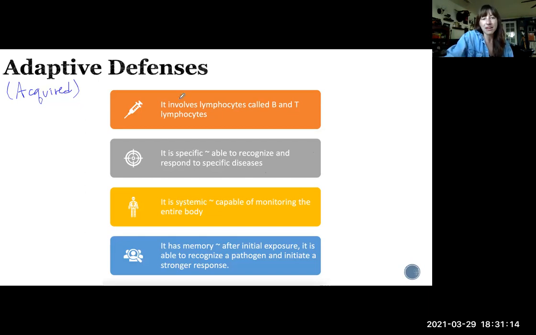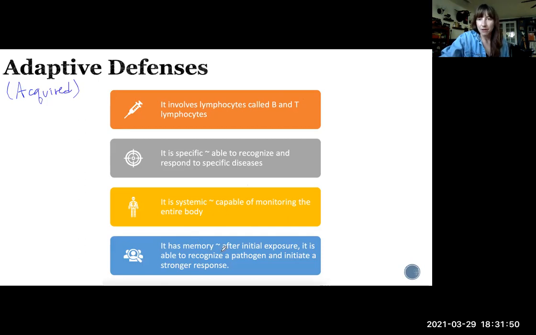It is systemic. Your adaptive defenses are throughout your entire body. Your innate defenses, like the inflammation response in response to an injury, that's localized, right? That's just in one little area. Everything's drawn to it. But your adaptive response, if a lymphocyte, B and T, are activated by an antigen, they are going to spread throughout the entire body, hunting that down, in one way or another.